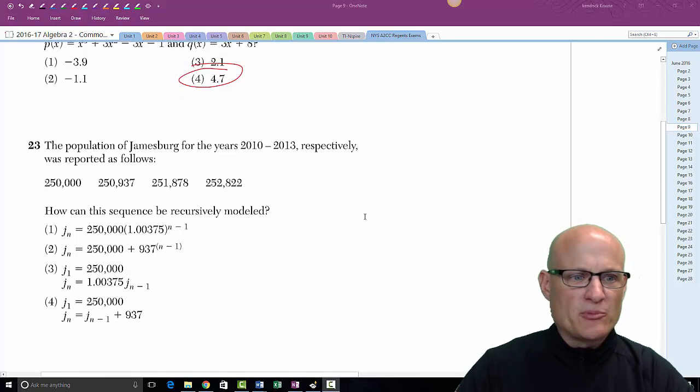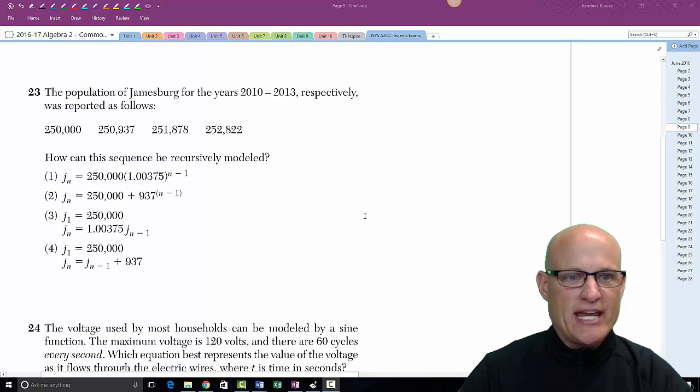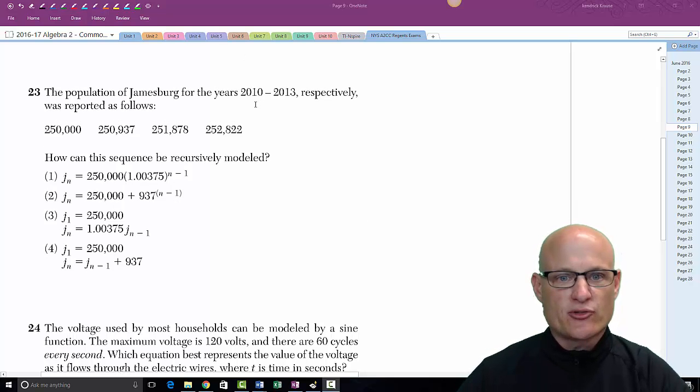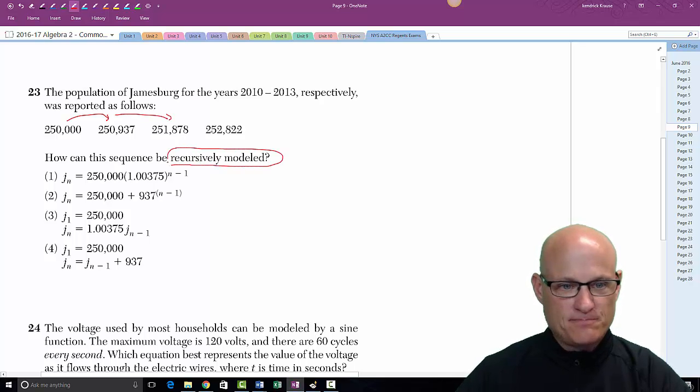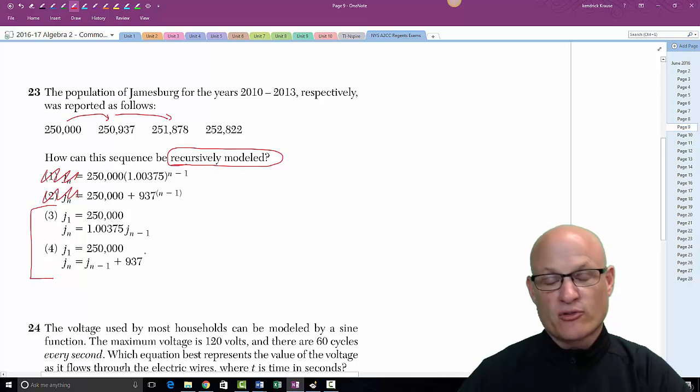Okay, just 2 problems left. The population of Jamesburg from 2013 was reported as this. So let's see what's going on here. Looks like it's growing. It's growing. It's growing. Which of the following could be recursively modeled? Well, these really aren't recursive models. These are how you represent recursive models.